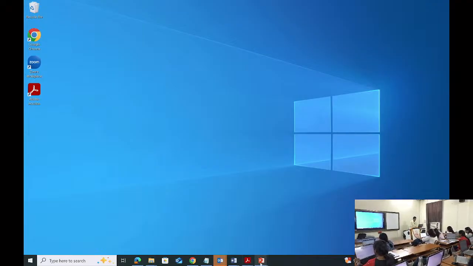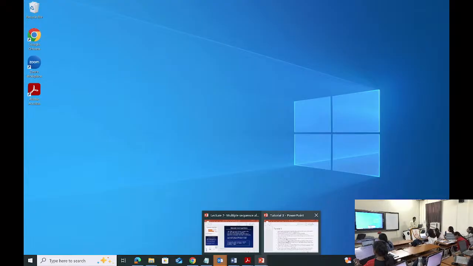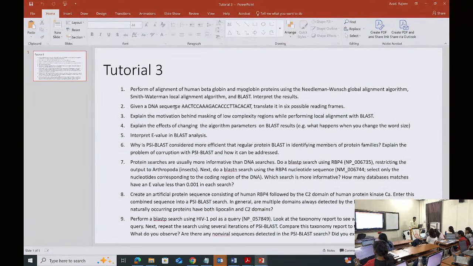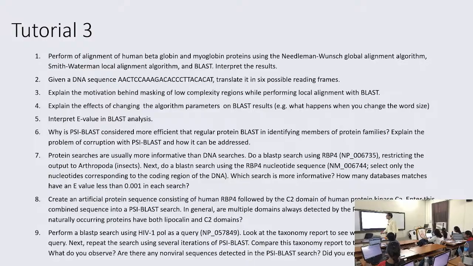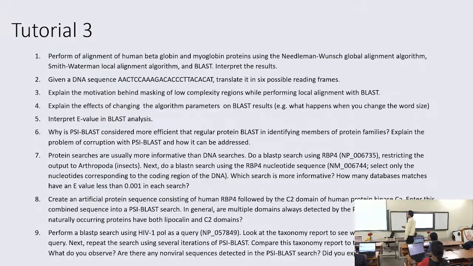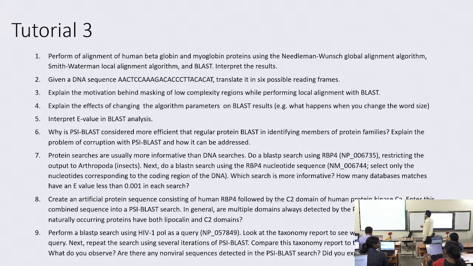So you learned about how to align sequences using these different algorithms. And this would be a take-home assignment. Given a DNA sequence, ACC, and so on. Okay, this is just one page. Translate it into 6 possible reading frames.